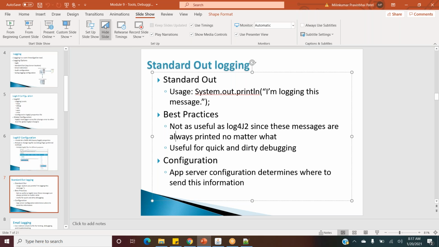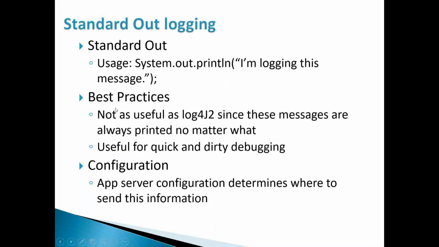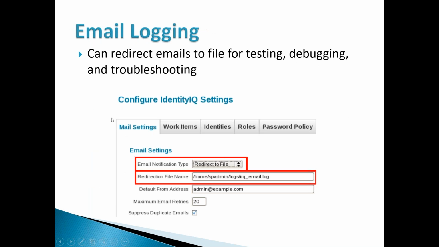Then let me just do a slide screen from here. Then email logging. I also showed you this kind of thing, right? If we use email for testing, debugging or troubleshooting, why it is not triggered, what the content of the email is, whether I need to change it, and if I change it, how it is printed in an email, that we can do.